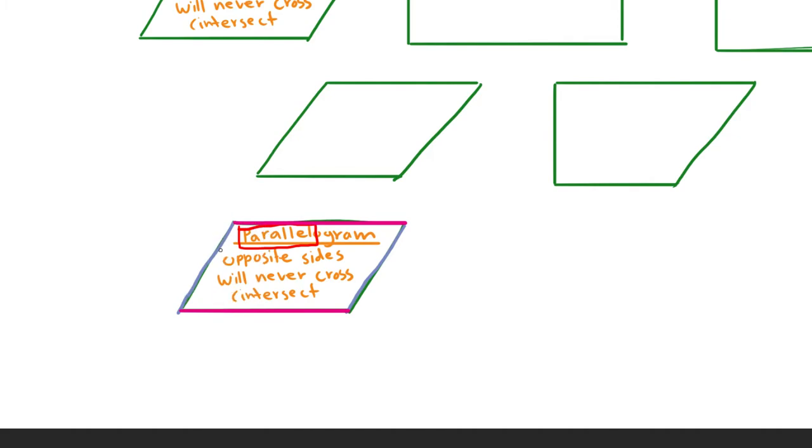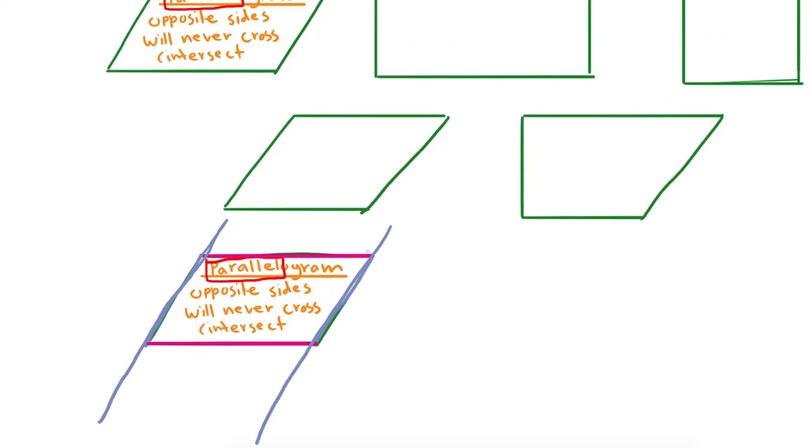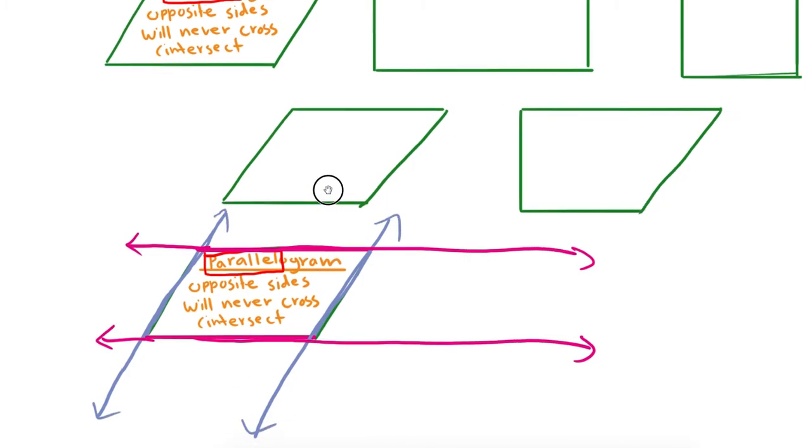So if I drew a line, extended this line out, I can see that these two lines opposite from each other, if I extend them out, they would never cross each other. They're parallel to each other. Same thing for the bottom and the top. If I extended these lines, and I kept going and going, at no point would they ever cross each other. So that's what a parallelogram is, okay? It's when the opposite sides will never intersect. They're parallel to each other. Okay?